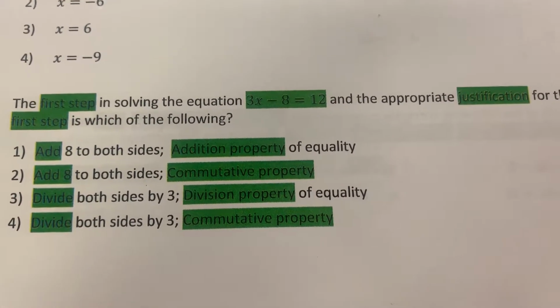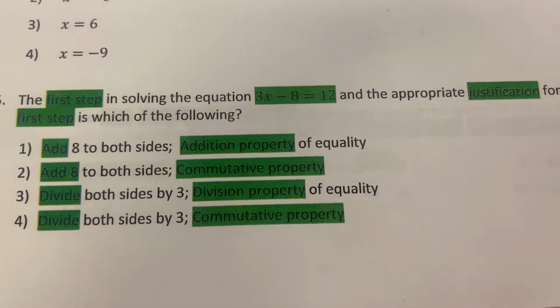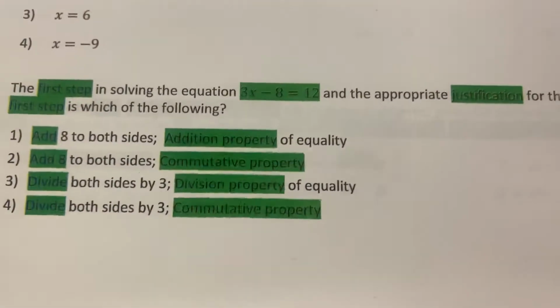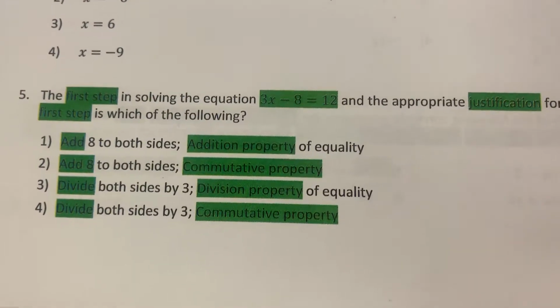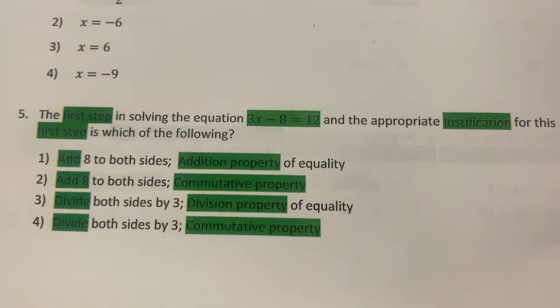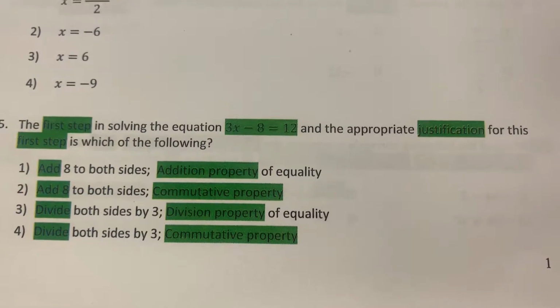Is the first step to add 8 to both sides, which is the commutative property? Is the first step divide both sides by 3, and that's the division property of equality, or divide both sides by 3, which is the commutative property? The first step in solving the problem: what do you do, and what's the justification?